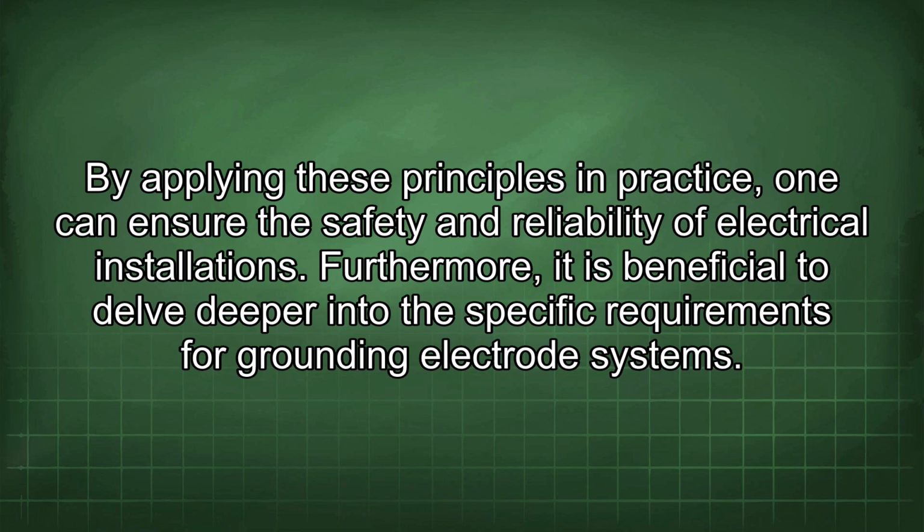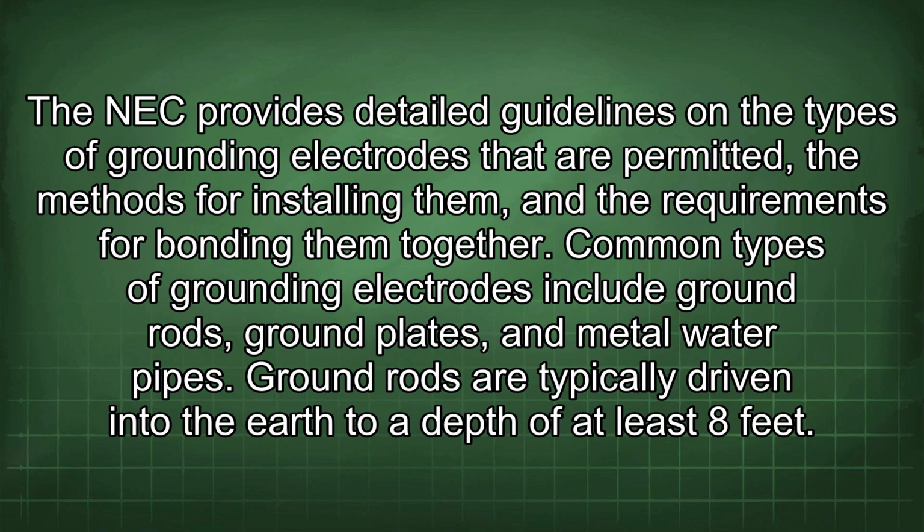Furthermore, it is beneficial to delve deeper into the specific requirements for grounding electrode systems. The NEC provides detailed guidelines on the types of grounding electrodes that are permitted, the methods for installing them, and the requirements for bonding them together. Common types of grounding electrodes include ground rods, ground plates, and metal water pipes. Ground rods are typically driven into the earth to a depth of at least 8 feet.